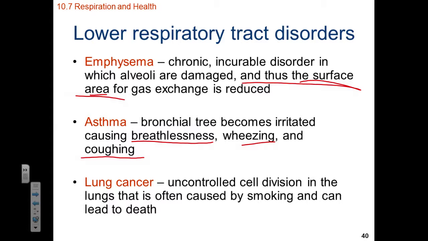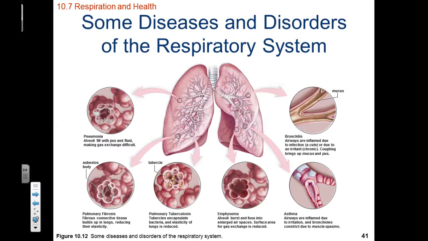Any cancer is characterized by an uncontrolled growth of body cells or uncontrolled cell division. Lung cancer in particular is linked to uncontrolled growth of cells that are normally present in the lungs. It has been strongly linked to smoking and will often cause death in the patient in a very short period of time. Here's a slide that sums up those respiratory diseases of the lower respiratory tract.